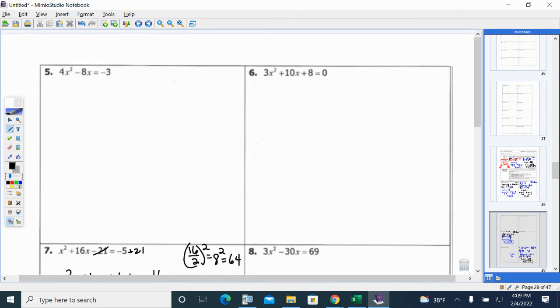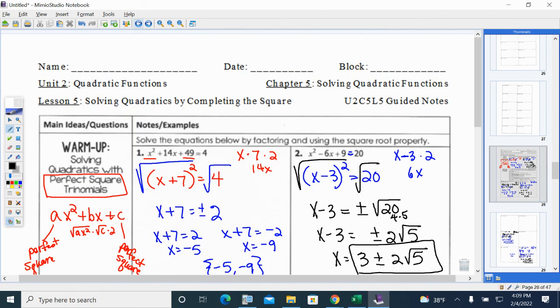So those are your notes for chapter 5, lesson number 5 on solving quadratics by completing the square.